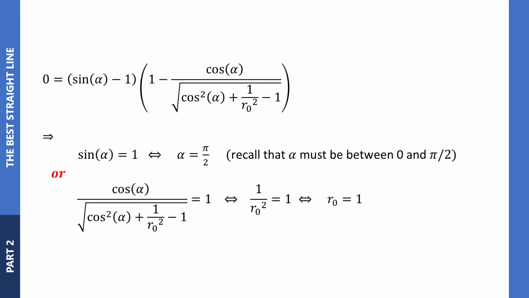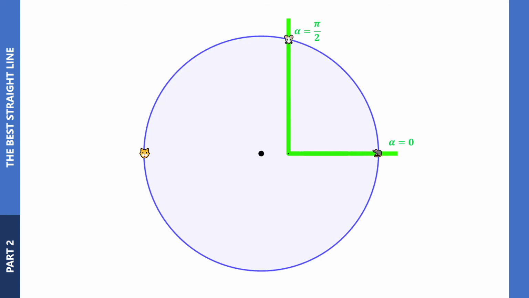Solving this equation, we find that either alpha is equal to pi over 2 or that R0 is equal to 1. And we can reject that second solution because if R0 is equal to 1, the mouse has already escaped. Indeed, the radius of the pond is equal to 1. The first solution, alpha is equal to pi over 2, is either the best or the worst angle to choose. The same can be said about alpha is equal to 0, as there is no other extremum in the interval 0, pi over 2. We know that one of these two is the best solution, so let's compare them in a simulation.